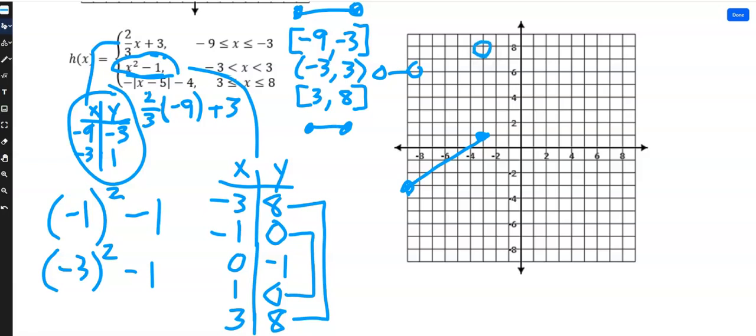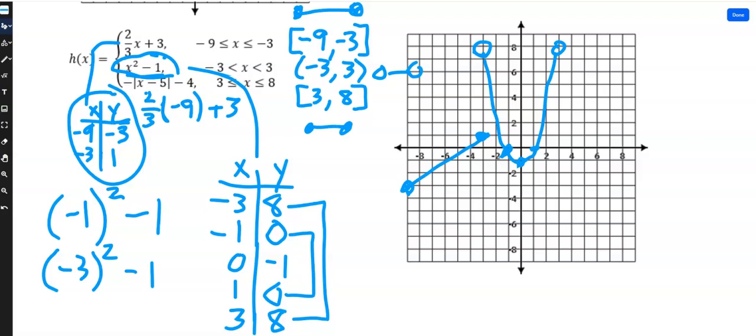-1, 0. 0, negative 1. 1, 0. And back to 3, 8, open. And so you can see we have a parabola that's been shifted down 1 unit. Okay?